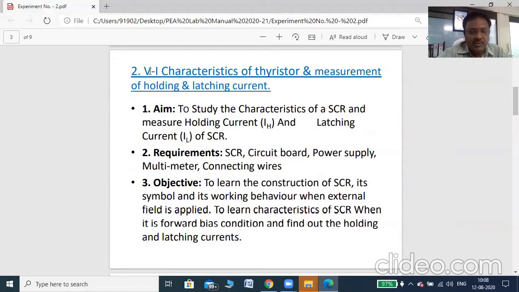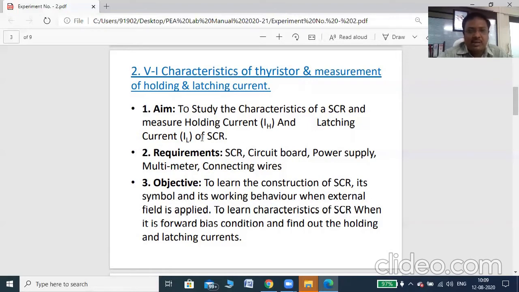VI characteristics means current versus voltage characteristics of the thyristor, to learn the behavior of the thyristor when voltage is applied and note down the corresponding current. This shows the forward blocking voltage capacity of the thyristor, and it will help you to find out the holding and latching current of a particular device.